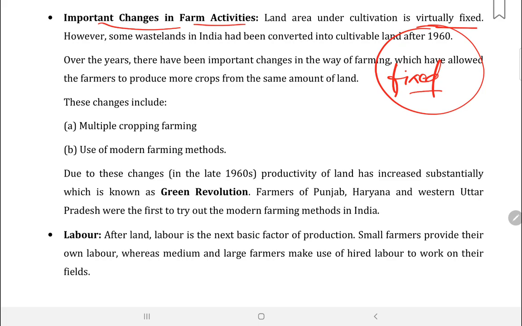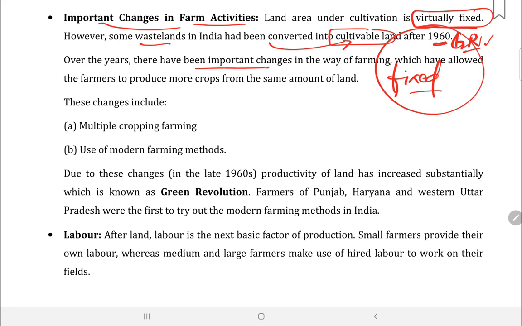You can just clear the available land which is not under agriculture and use it for agriculture, but you cannot get a new land from anywhere. So it's virtually fixed. You won't get any new land. Some wastelands need to be converted into cultivable land. So that's the only thing you can do. If any land is not under cultivation, you can bring it to cultivation, but you cannot bring any new land. It happened after the 1960s. This is practically also called the Green Revolution. You will know about it in the next topics.